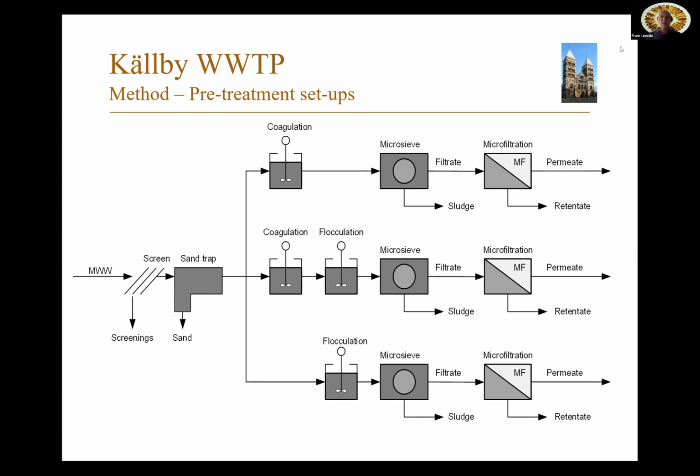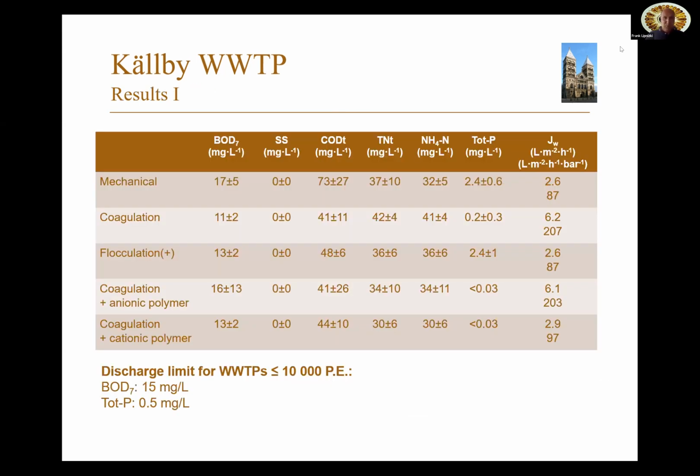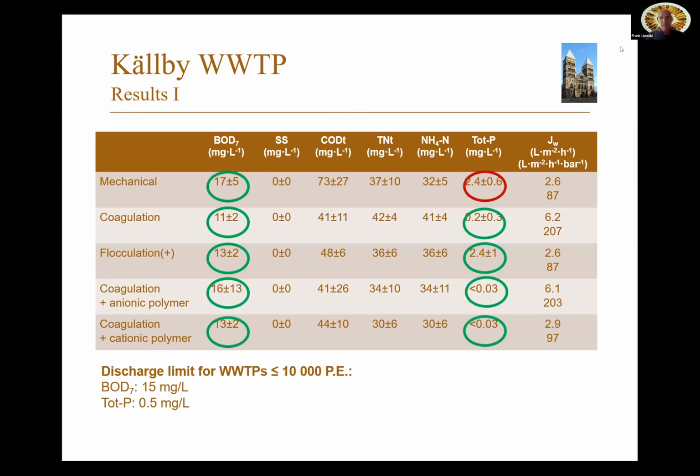The coagulation step, microsieving, coagulation, flocculation, microsieving, and flocculation alone with microsieving. And there we looked at the different results we achieved. What one can nicely see is that even with mechanical separation, so with the microsieve, we achieved quite good values for the BOD, but also with the other technologies. The total phosphorus was not sufficient with the microsieves.